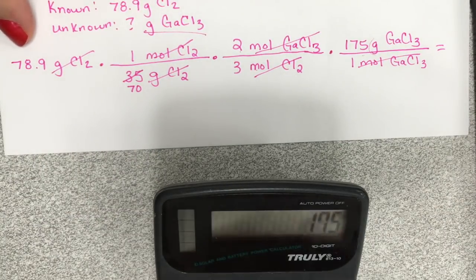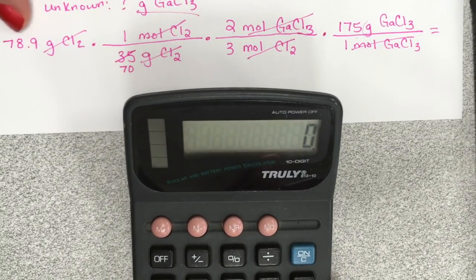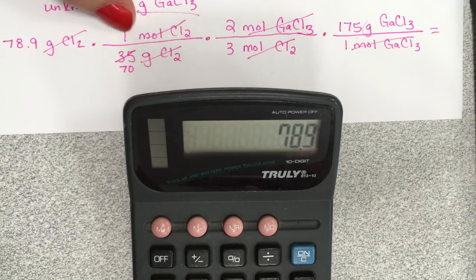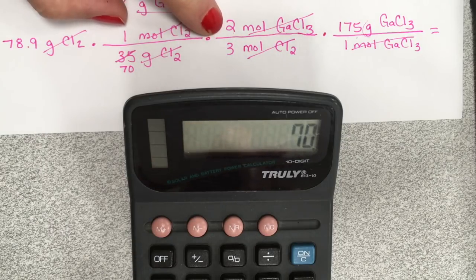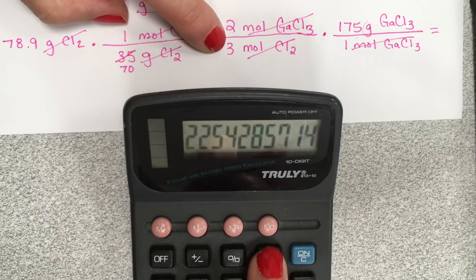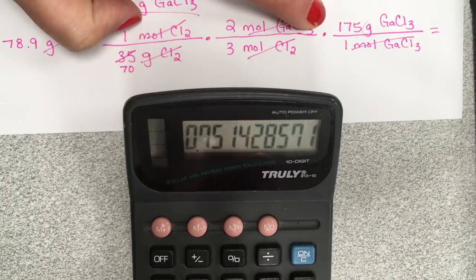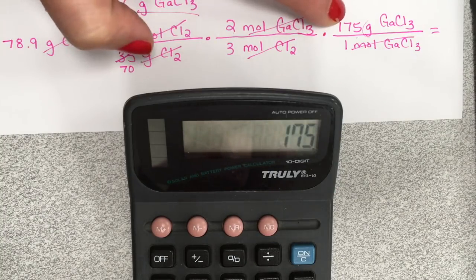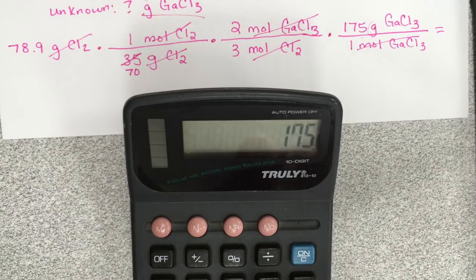So we take the 78.9. Ignore the 1, and you can just type in divided by 70. And then there's a 2, so you need to times it by 2, divided by 3, go back up here, times it by 175. So if it's on the top, you multiply it. If it's on the bottom, you divide. It's just that simple. Equals.